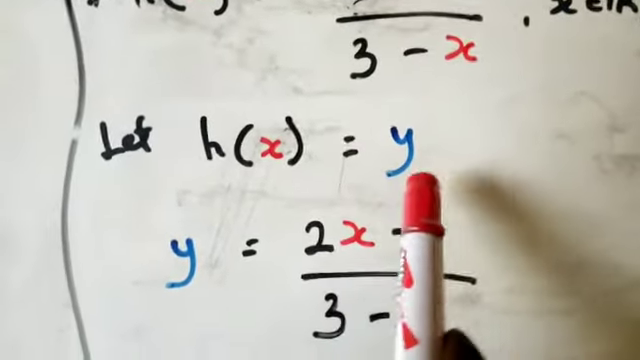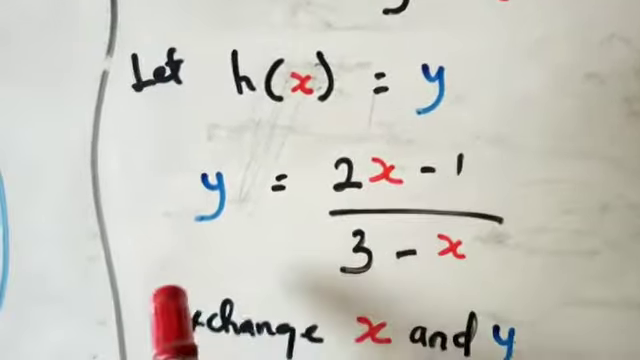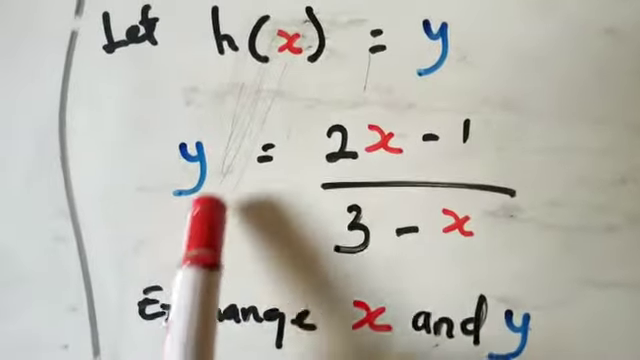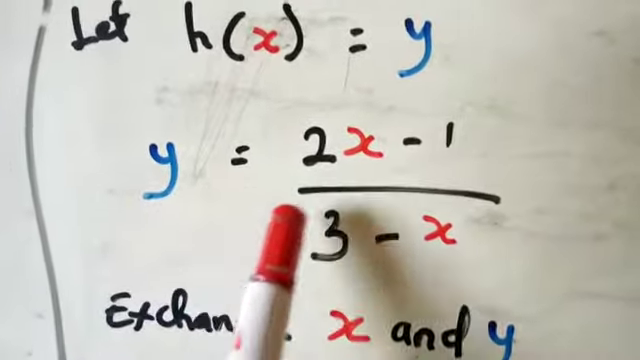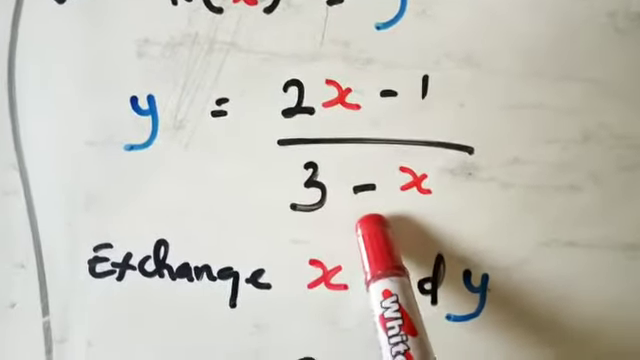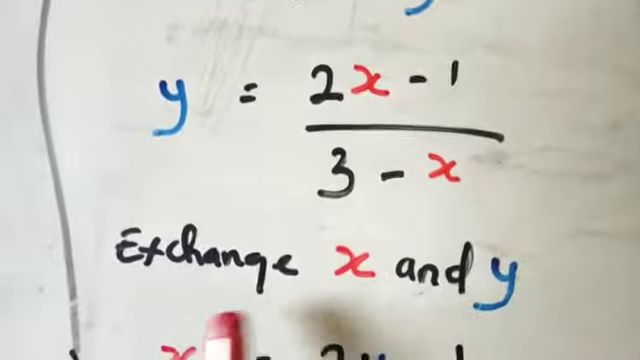Y, right? So this is the mother here. We know that when you plug the child inside the machine, it will give you the mother. So the mother is here. So y is equal to (2x minus 1) all divided by (3 minus x). So what do we do? We interchange the variables.